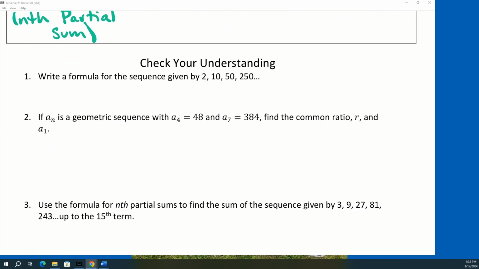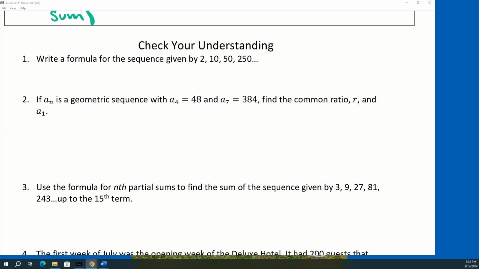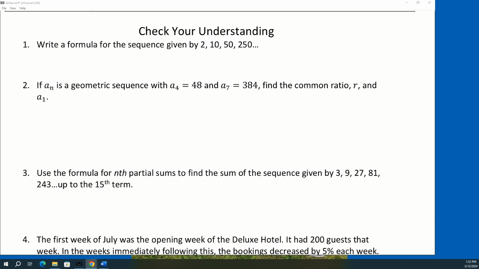All right, so let's look at number 1. So we're going to write a formula for this sequence. Is this a geometric sequence? Are we multiplying by something each time? Times 5. Yeah, so r is 5. So all we have to do is say a sub n equals the first term times 5 raised to the n minus 1. And that's it. So easy if you can remember the formula.